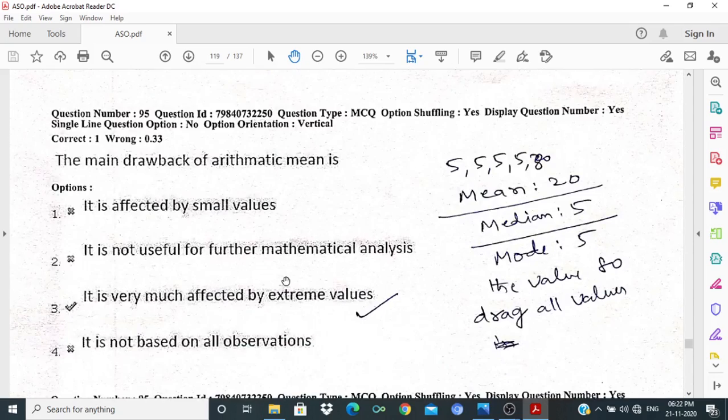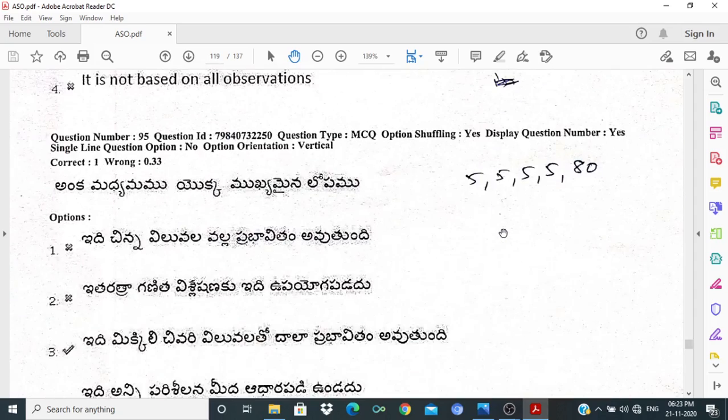The main drawback of the arithmetic mean is that it is very much affected by extreme values. Here is one example. We have 5 observations: 5, 5, 5, 5, 80. This 80 pulled the mean from 5 to 20, whereas the median is 5 and the mode is 5. So the value 80 drags the mean up to 20. This is the main drawback of the mean.